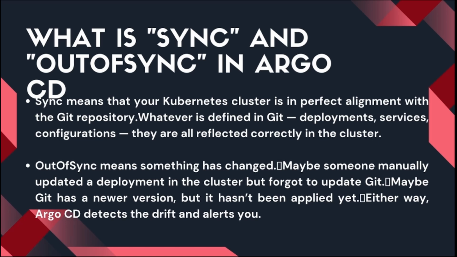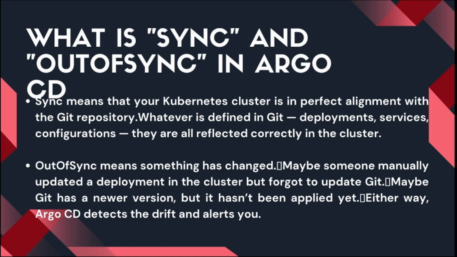For example, let's say in Git you define replicas 3 for your app. In the cluster, your app also has 3. So what will Argo CD show you? Argo CD shows the sync status as synced because we have the same replica count in our Git repo as well as in the cluster itself.